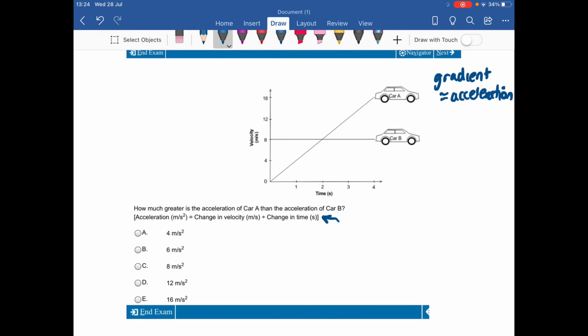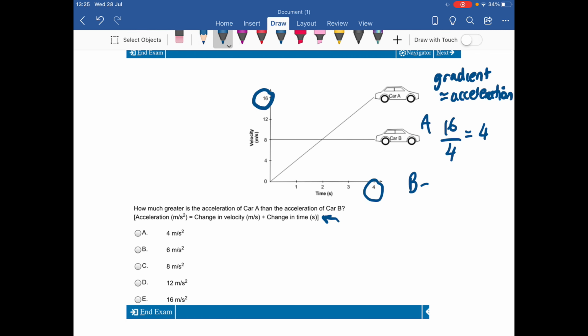So for car A, you just make a triangle out of each one. For car A, we know that the maximum velocity is 16 and the time is 4. So the acceleration would be 16 divided by 4, which would be 4. So that would be 4 meters per second squared.